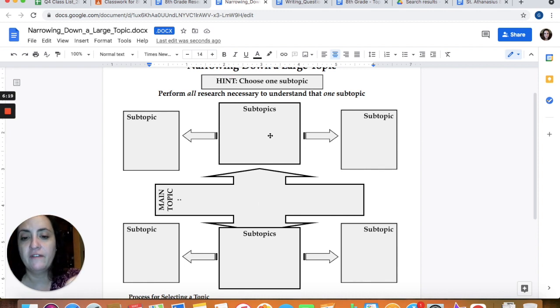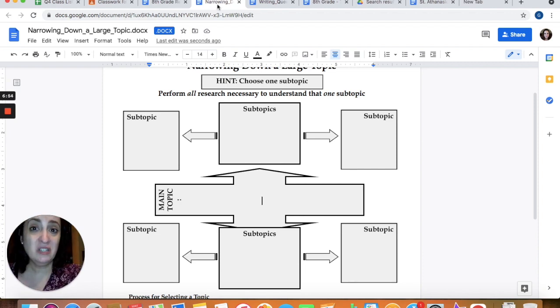And maybe for toy fads of the 1990s, you could break that into 2 further subtopics. You could put Tamagotchis and Furbies. So now you see how you took this one big topic, toy fads, and you broke it down into something smaller.